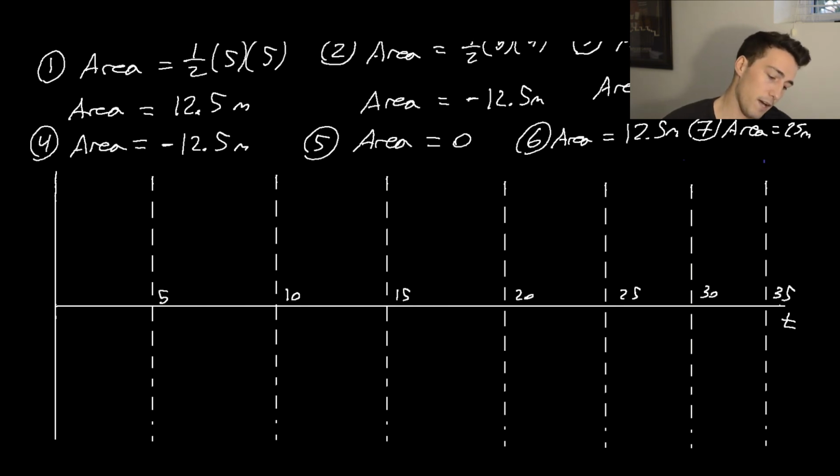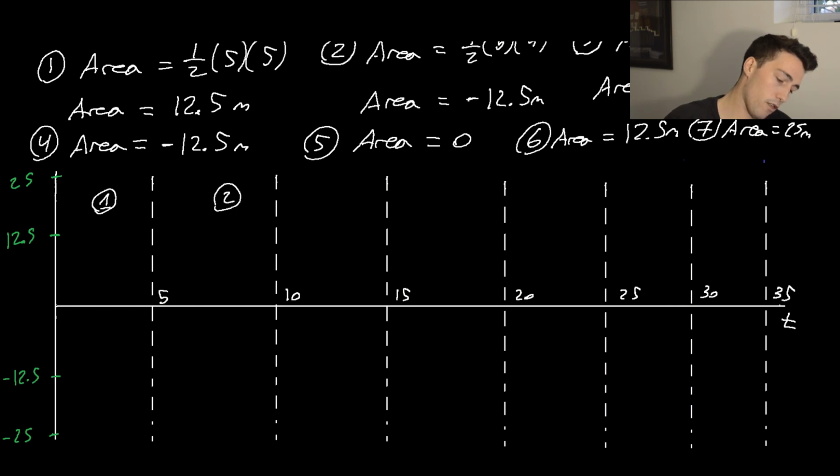So in this first example, I'm going to do it in green. We're going to have 12.5, and then we're also going to have -12.5. We could have 25, I guess, and -25. So for section 1, and again I'll write down all these sections, 2, 3, 4, 5, 6, 7.